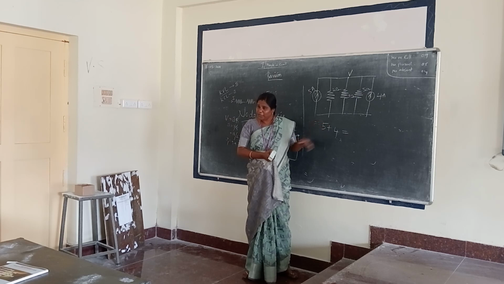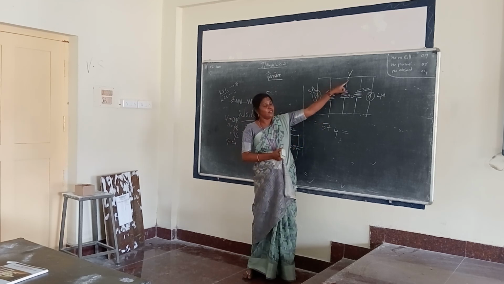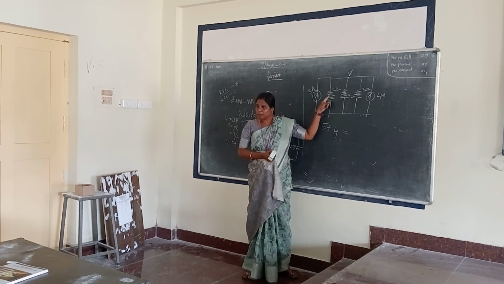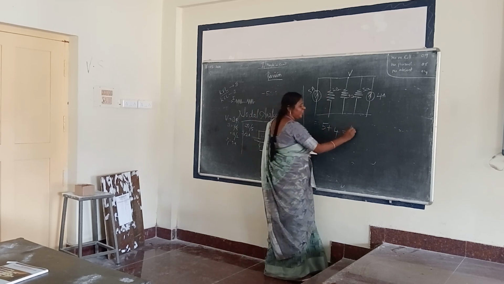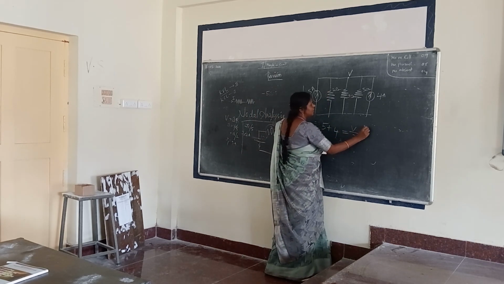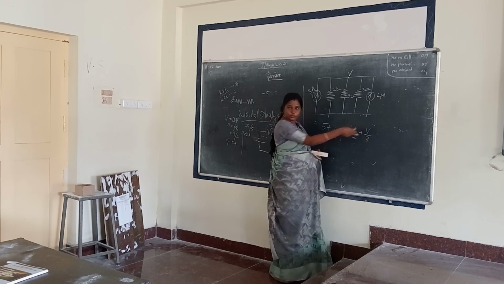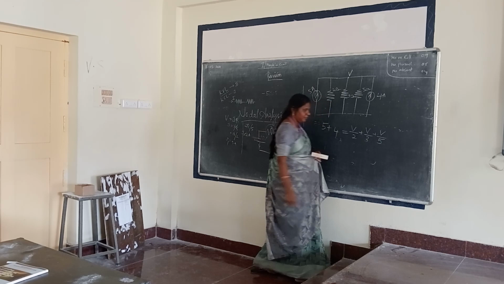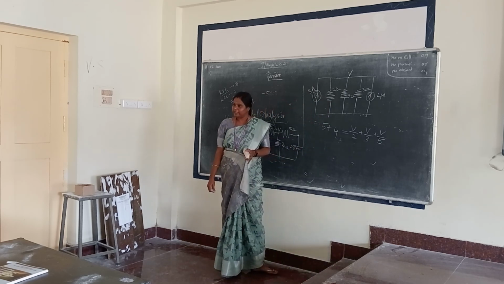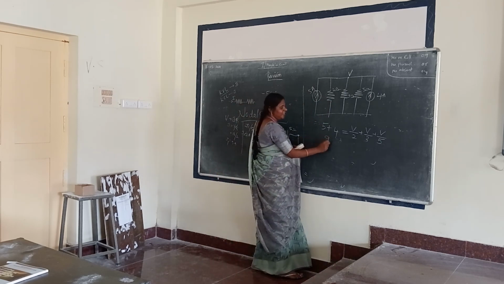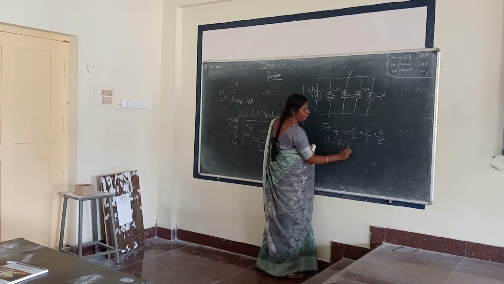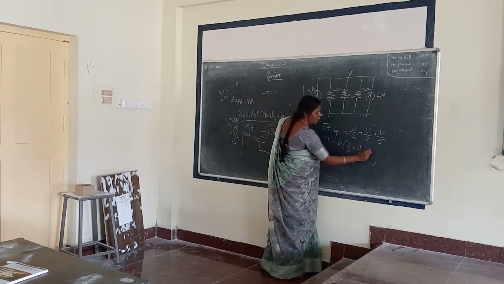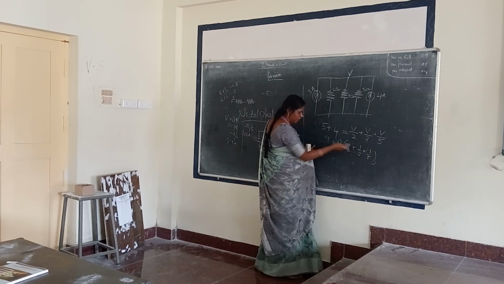I is equal to V by R. What is the voltage here? V. R value is 2. So the sum of outgoing currents is V by 2 plus V by 3 plus V by 5. Right? Yes, now this is 9 is equal to V into 1 by 2 plus 1 by 3 plus 1 by 5. Just compute it and bring it to the denominator.